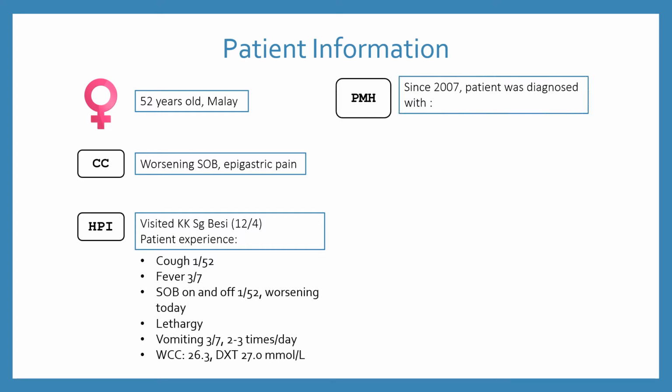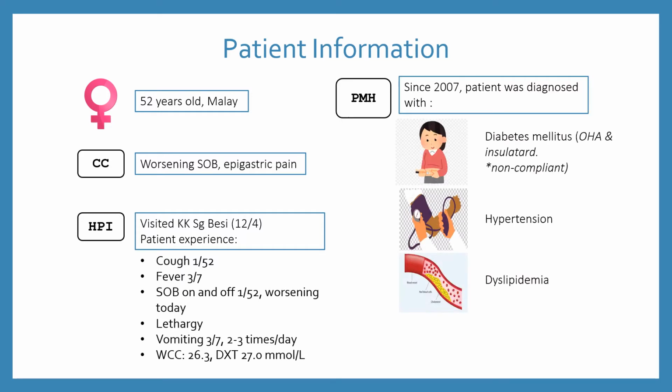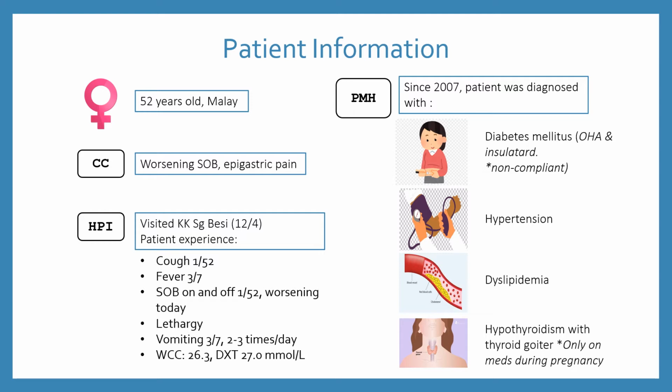For past medical history, the patient was diagnosed with diabetes mellitus, hypertension, and dyslipidemia since 2007. She has a history of hypothyroidism with thyroid goiter. She was on OHA and insulatide, however, she was non-compliant. She did not take any medication for hypertension and dyslipidemia, and she was only on hypothyroidism meds during pregnancy.